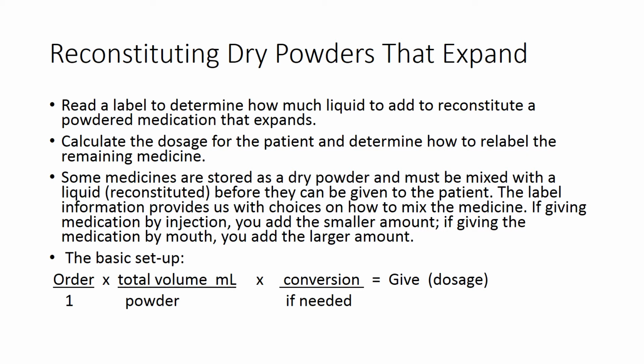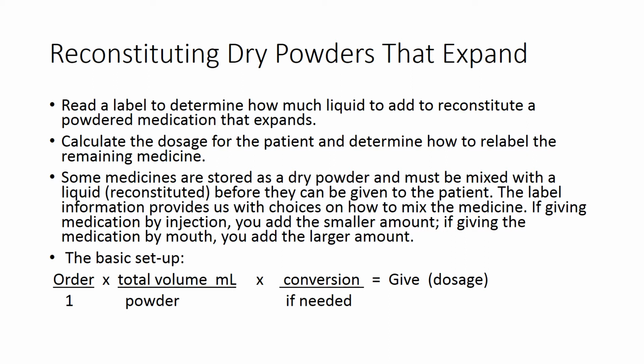Some medicines, as we said, are stored as a dry powder, and they have to be mixed with a liquid, often water, before they can be given to a patient. The label information provides you with choices of how you can mix them. It could be into a high strength, a moderate strength, or a weak strength. Typically, if you're giving the medication by injection, you want the smallest amount, so you want the strongest. And typically, if you're giving the medication by mouth, you want a larger amount, so you want the weakest. But you kind of have to go by whatever the doctor has ordered.